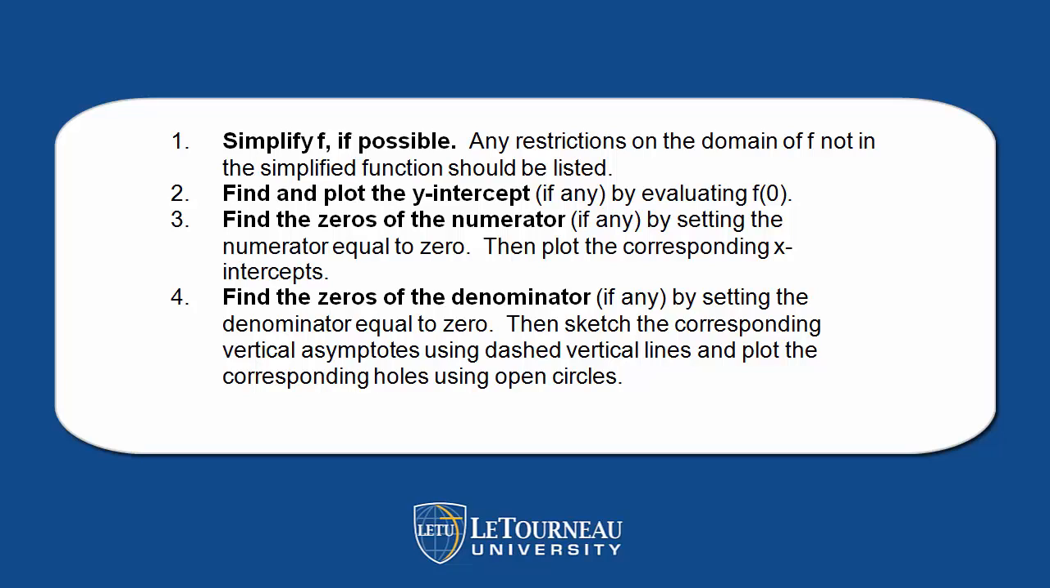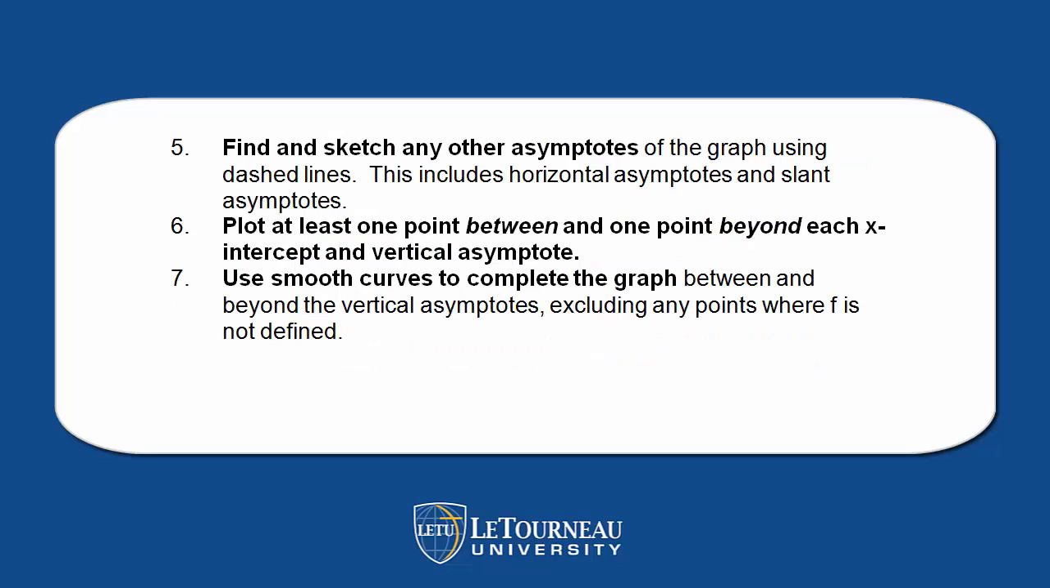Second, find and plot the y-intercept. 3, find the zeros of the numerator. And 4, find the zeros of the denominator. This is going to get us our asymptotes and holes. Then number 5 is find and sketch any other asymptotes. This includes horizontal and slant.